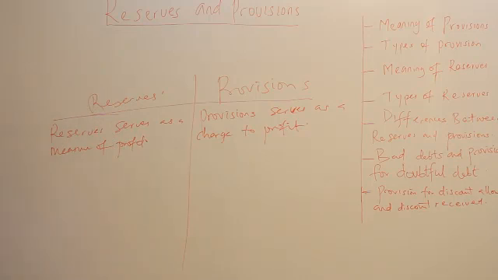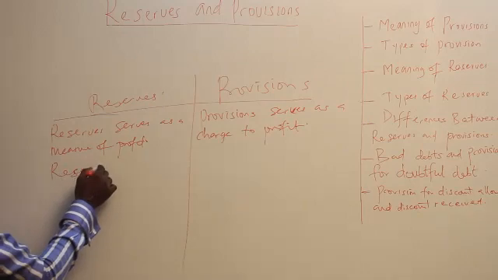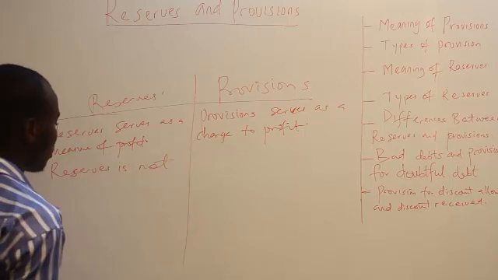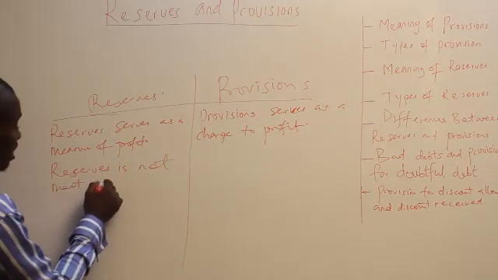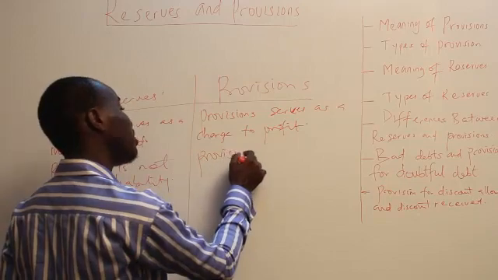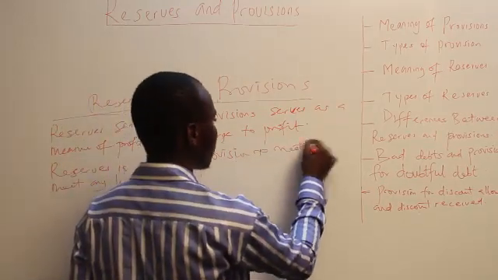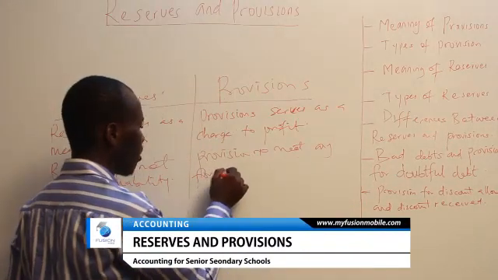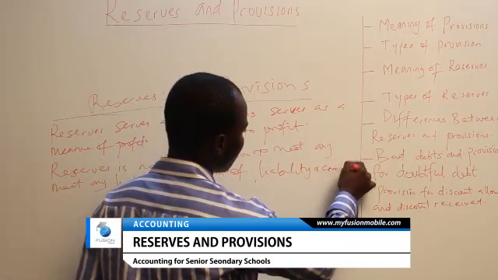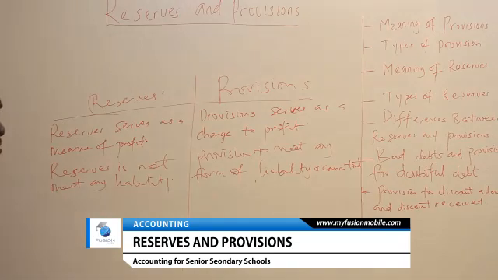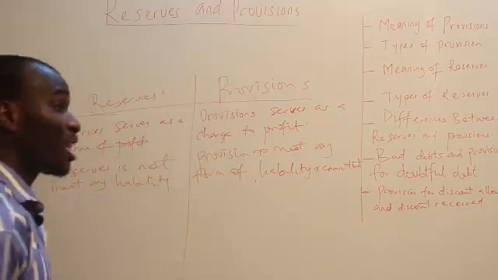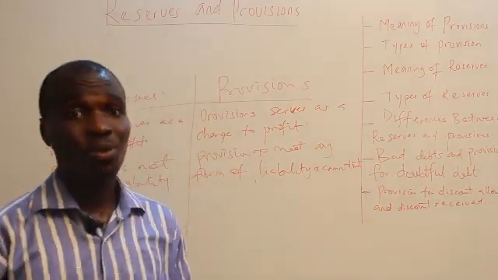Now, the reserve is not to meet any liabilities in the future, while provision is to meet any form of liabilities or commitments in the future. So, when talking of reserves, reserve is an appropriation of the proprietor. So, it serves as an appropriation of profit to the proprietor. It is the part of the proprietor.